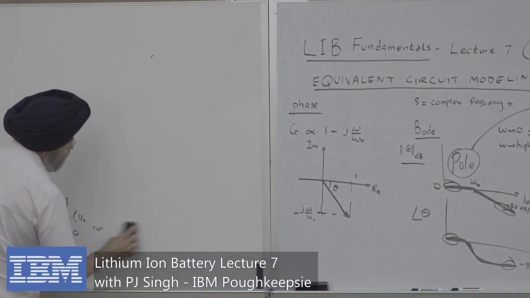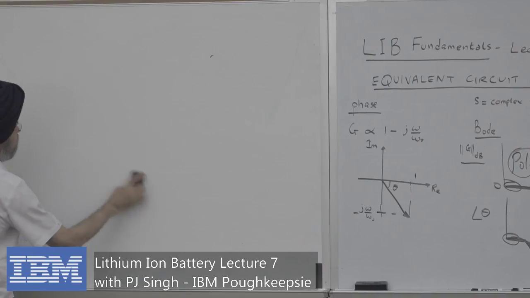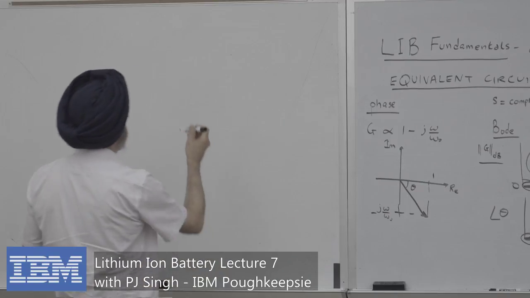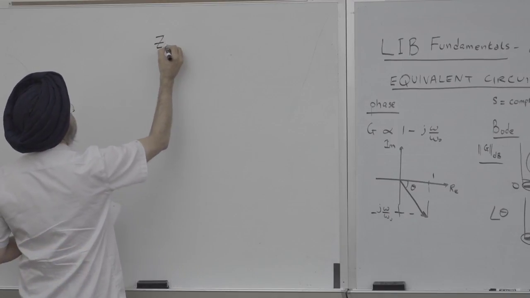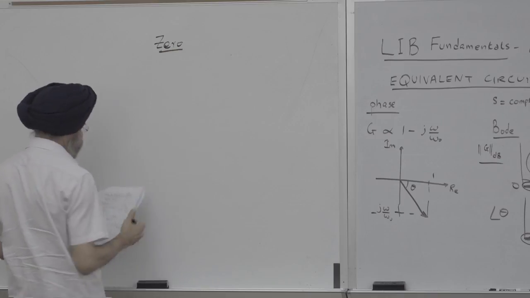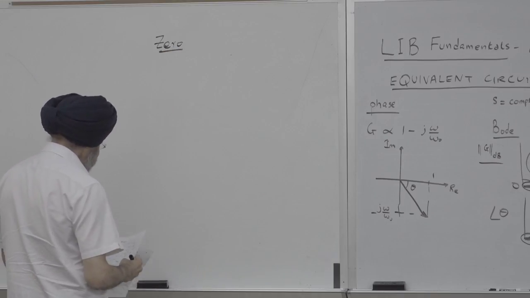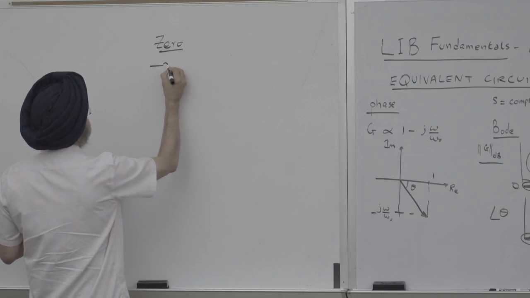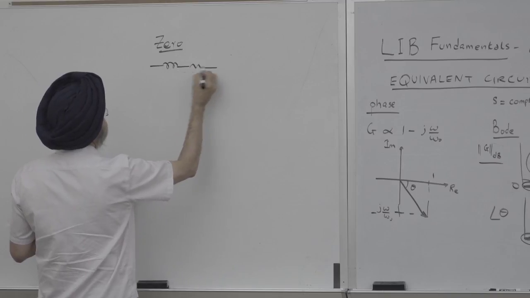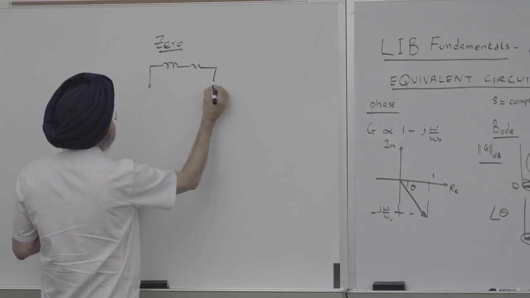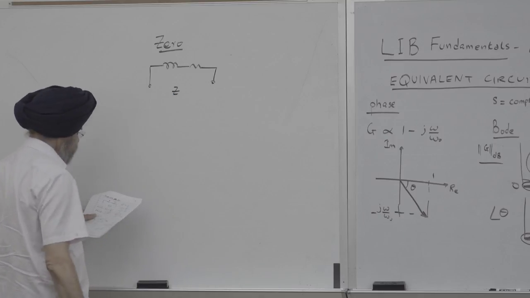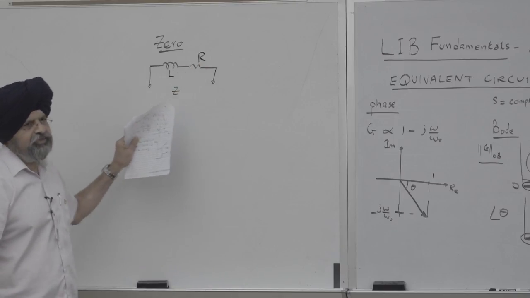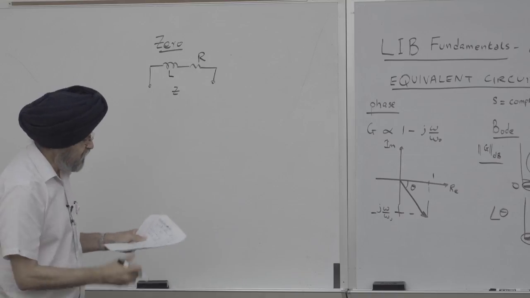I know I'm going really fast, but I'm trying to be as slow as I can be. So let's look at a zero. What is the Bode plot of a zero? First let's take an example of a zero. Now this example of a zero doesn't exist in electrochemistry, but it's convenient. So let's take a circuit like this, and we're interested in this impedance. This is our resistor, and this is an inductor. I don't think we'll come across inductors in batteries, but this is just to explain what a zero is.